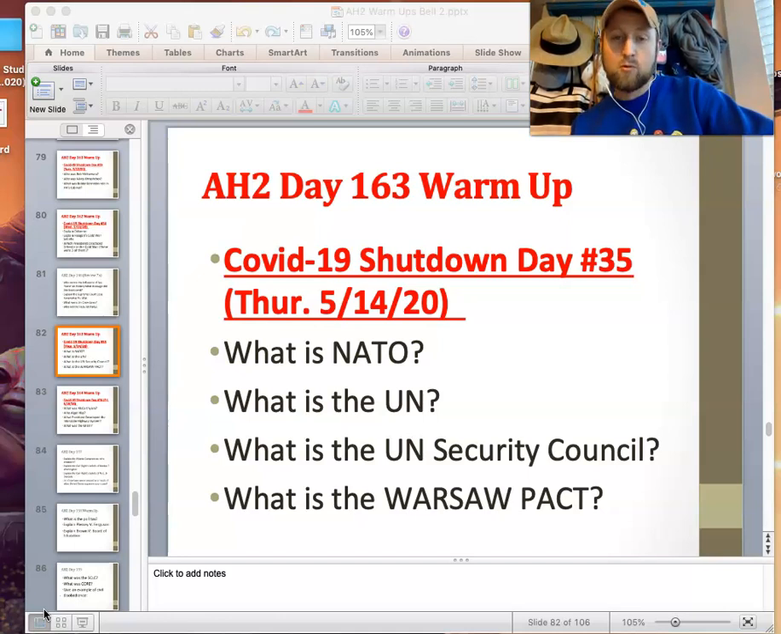NATO stands for North Atlantic Treaty Organization. It's an alliance between the United States and Western Europe that if one is attacked, is considered an attack on all. An attack on one is an attack on all is their motto. So like when we were attacked on 9/11, European nations such as England came to our aid. We are to do the same for them.